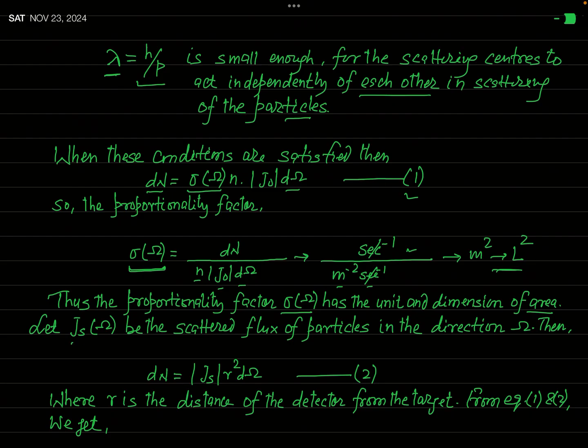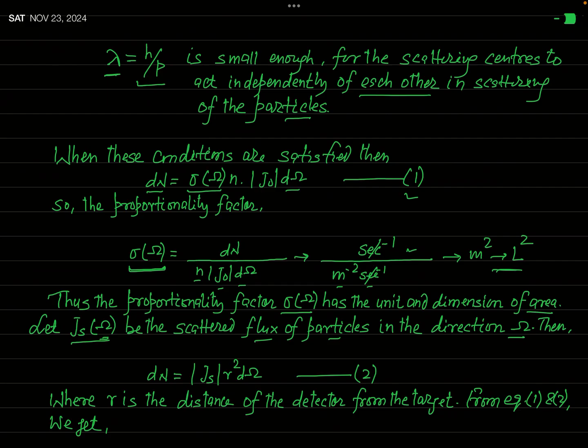Now let us consider that this Js of omega is the scattered flux. It means this is the number of particles scattered in the direction omega per unit time through unit area. This is Js of omega, so this is called the scattered flux of the particles in the direction omega.